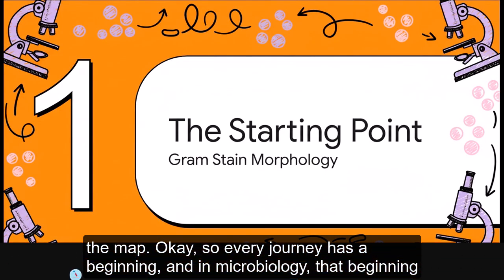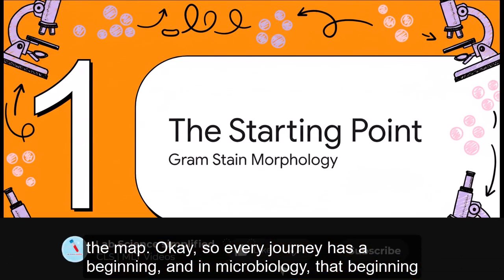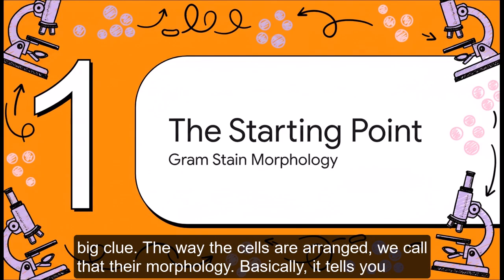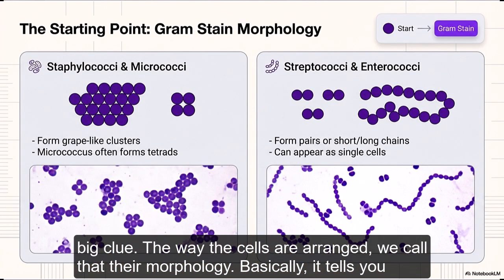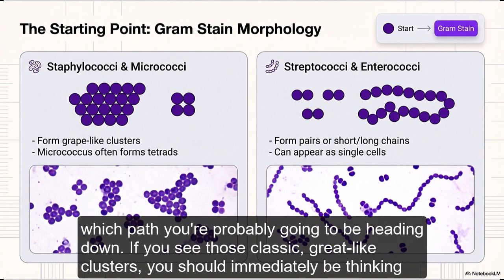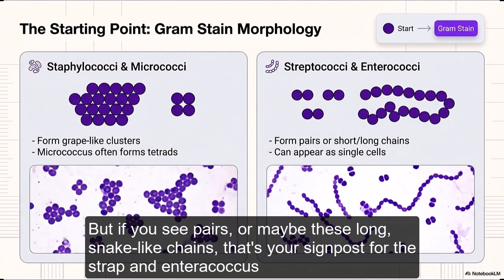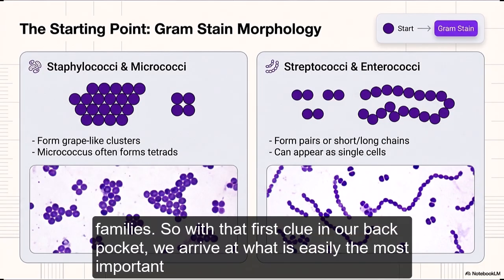Okay, so every journey has a beginning, and in microbiology, that beginning is almost always right here, under the microscope, looking at a gram stain. This is where we get our first big clue. The way the cells are arranged, we call that their morphology, basically tells you which path you're probably going to be heading down. If you see those classic grape-like clusters, you should immediately be thinking staph. See those really perfect little squares, groups of 4 called tetrads? That's a good hint for Micrococcus. But if you see pairs or maybe these long snake-like chains, that's your signpost for the Strep and Enterococcus families.